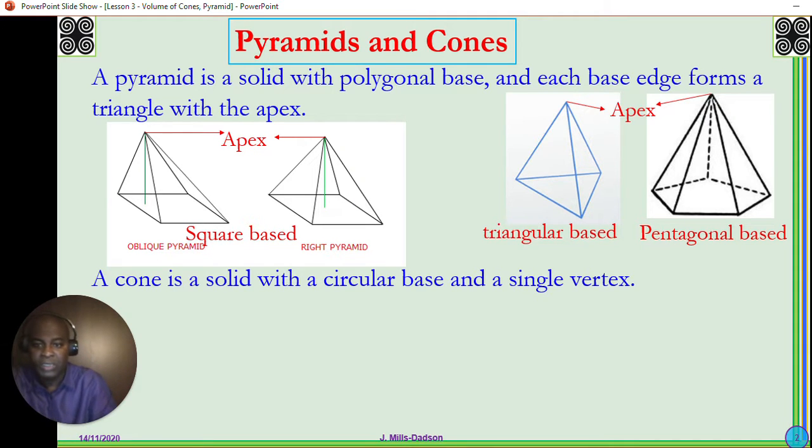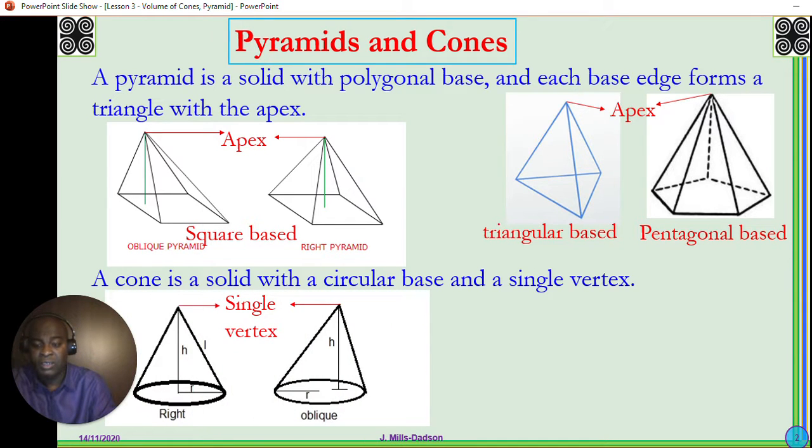A cone is a solid with a circular base and a single vertex. That is also an example of a cone. Now, we call this oblique, and we call this right, simply because the height is in the exact center of the base; here the height is not in the exact center. The same for this one. So when the height is in the exact center, we call it a right cone, right pyramid. Otherwise, oblique cone, oblique pyramid.